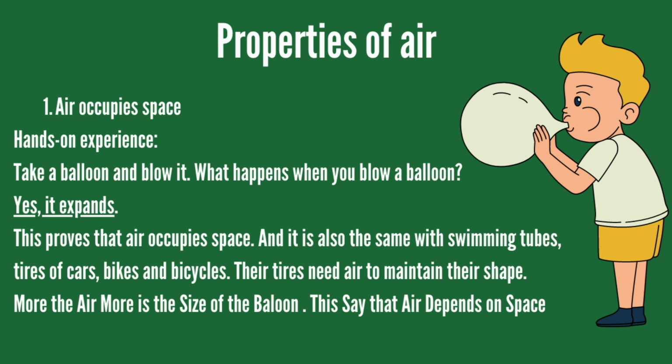So let's understand the properties of air with the help of hands-on experiments. The first one is air occupies space. Let's take a balloon and blow it. What happens when you blow a balloon? Yes, it expands. This proves that air occupies space, and it is also the same with swimming tubes, tires of cars, bikes and bicycles. Their tires need air to maintain their shape. More the air, more is the size of the balloon.